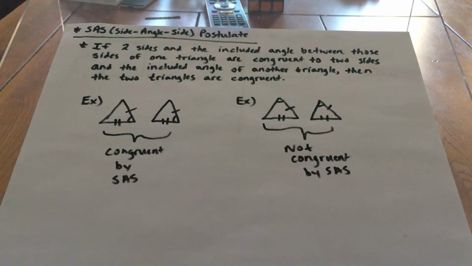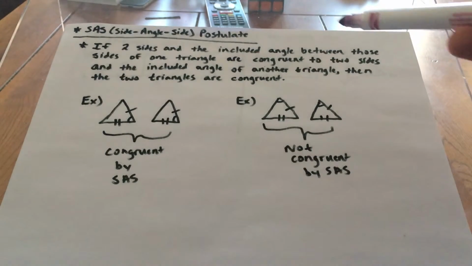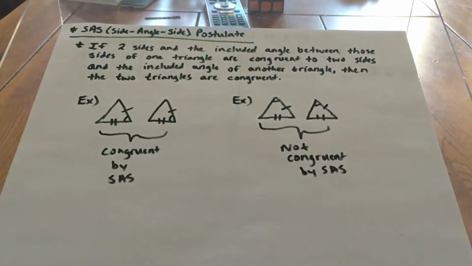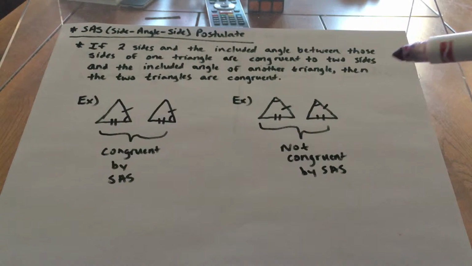SAS, or the side angle side postulate, says that if two sides and the included angle, and that's an important part, the included angle, between those sides of one triangle are congruent to two sides and the included angle of another triangle, then the two triangles are congruent. So I put a couple of pictures here below just to show you what it means by included angle and how this postulate actually works.